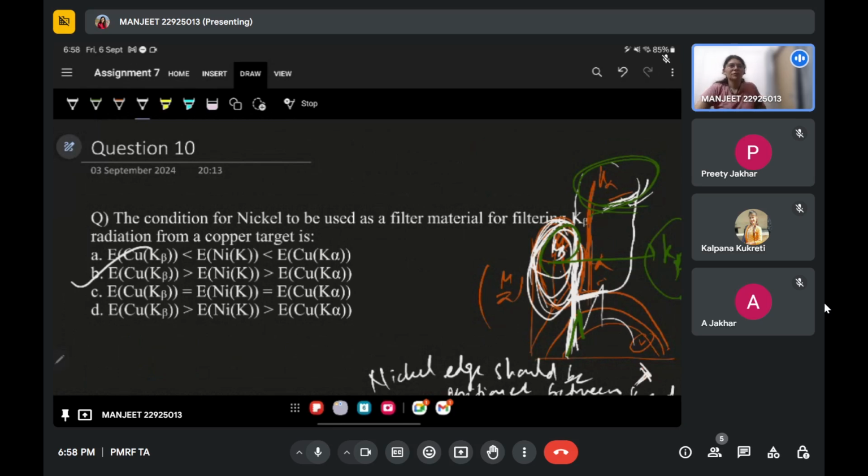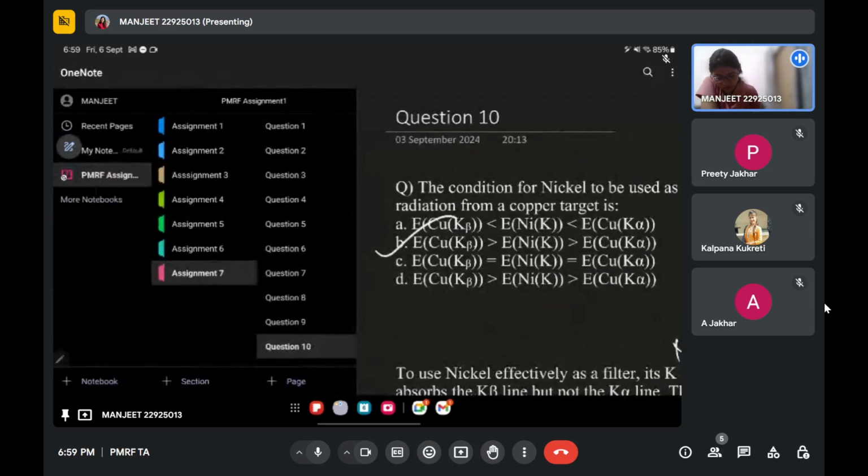Okay. So it should be such that it absorbs the lower wavelength, but it can't absorb the higher. So it should be positioned between them. The smaller wavelength will get absorbed, and the higher will remain. So we have to position such a filter that it absorbs the smaller wavelength, and we remain with the higher wavelength line. Okay, this is all about question number 10.